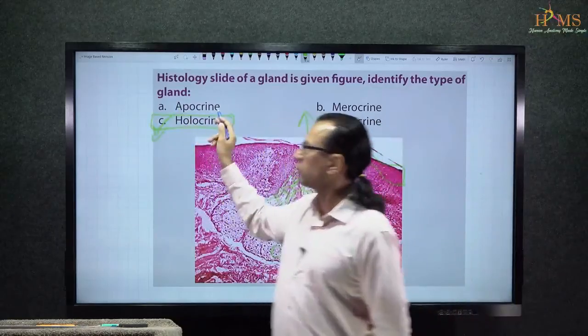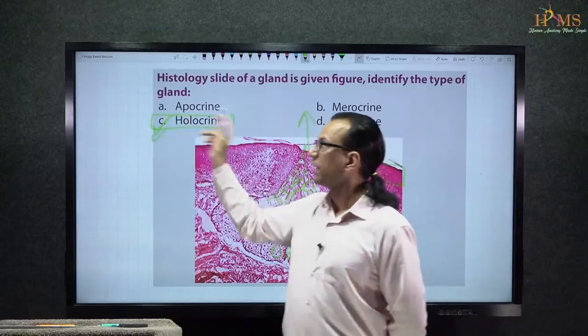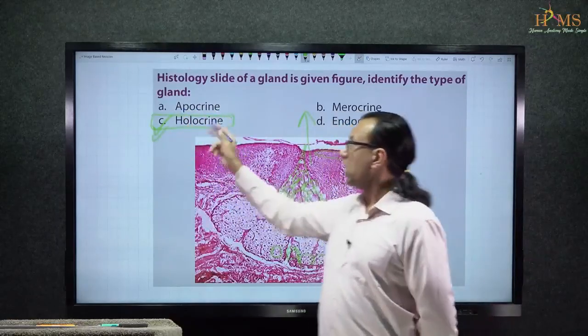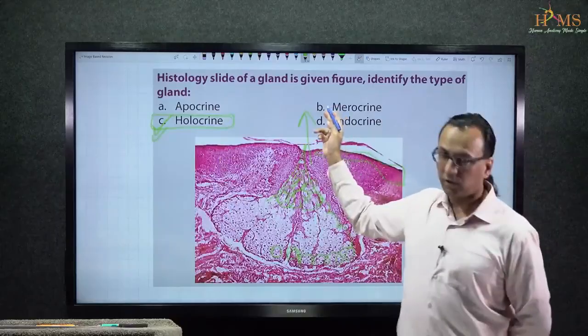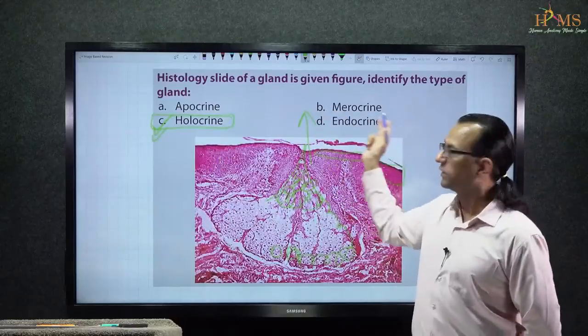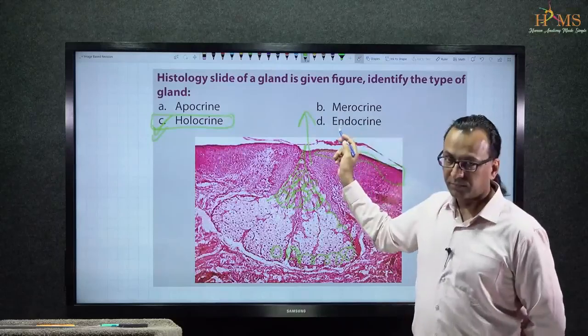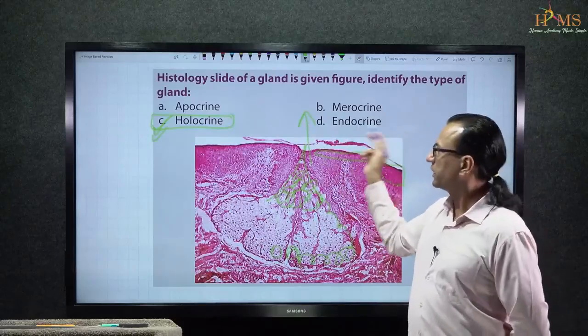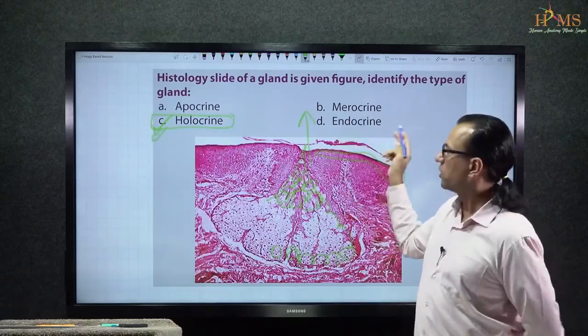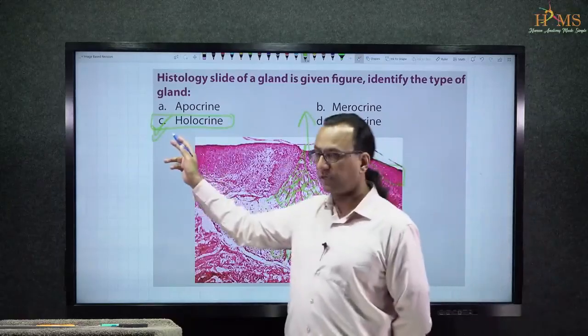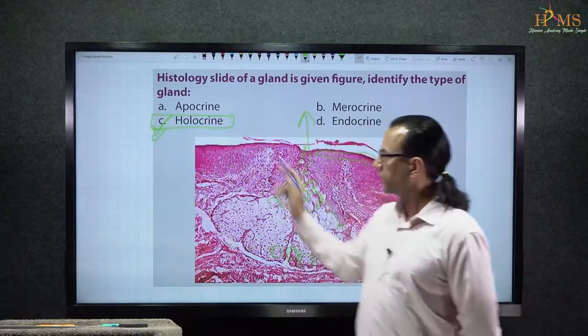If you say apocrine, that could be the mammary gland, where the apical portion of the cells is being broken covering the secretion. If you say merocrine, then merocrine is the other name of eccrine, where there is no loss of cell membrane. If you say endocrine, it is the secretion which is put into the blood with no ducts. But as such, sebaceous gland should be considered as holocrine. Choice number C should remain our answer here.